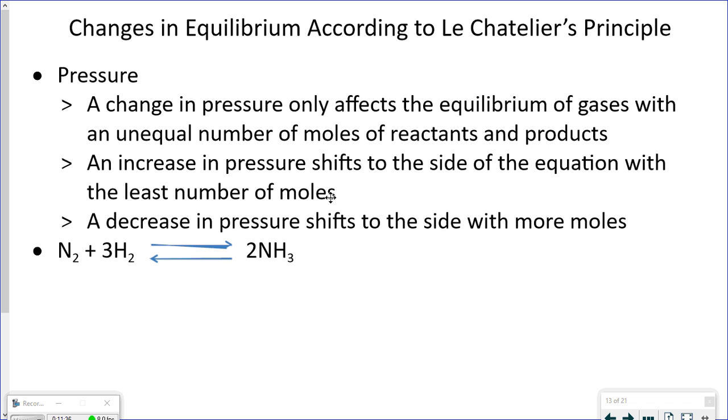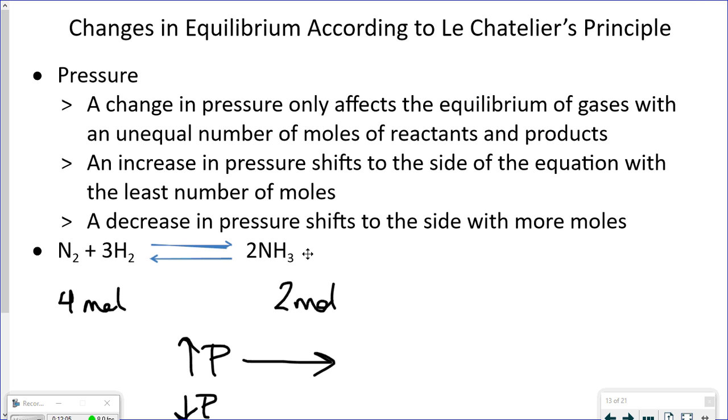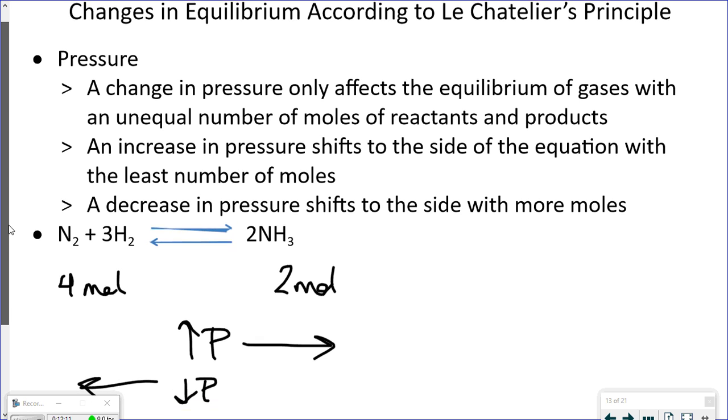So looking at our reaction, I'm going to list out our number of moles. On our reactant side, we have nitrogen and 3 hydrogens. So that's a total of 4 moles on that side. Whereas on our product side, we just have 2 moles of ammonia. So if we have a higher pressure, it's going to favor the product side because there's less moles. If we have a lower pressure, it will favor the reactant side with more moles of gas. So this will be different based off of each individual reaction and the number of moles listed.